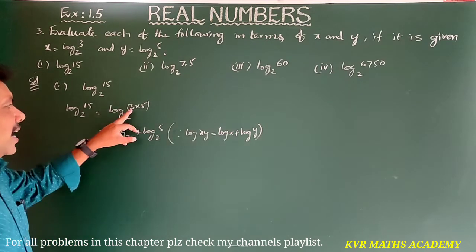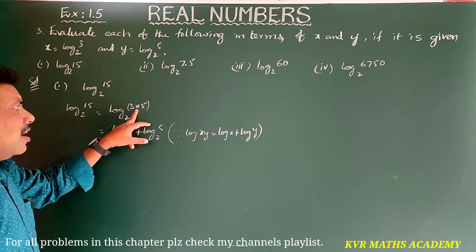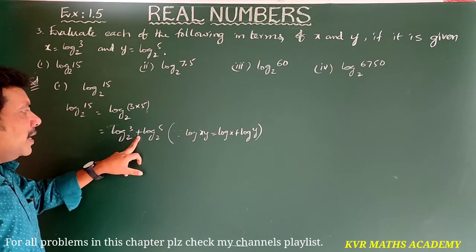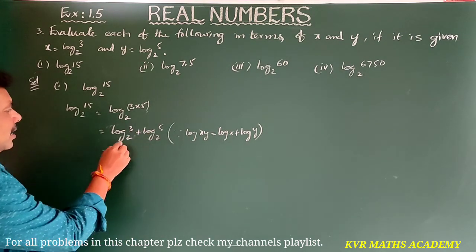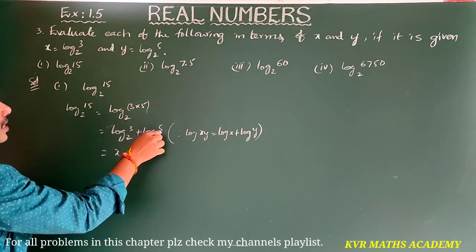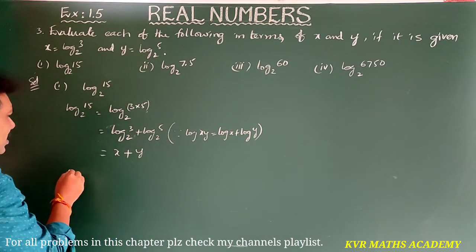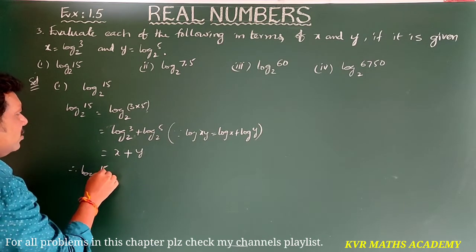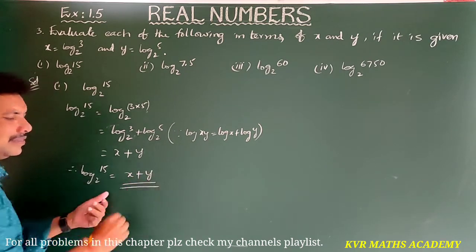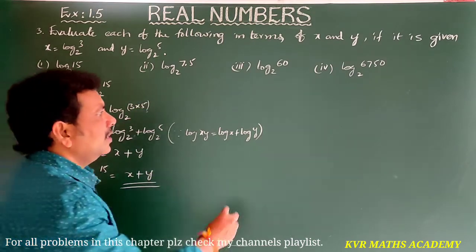Understood? Log xy is equal to log x plus log y. In the same way, I have written log 15 in the form of 3 into 5. Log 3 into 5 is equal to log 3 to the base 2 plus log 5 to the base 2. Here, log 3 to the base 2 is given as x plus log 5 to the base 2 is given as y. So, that is equal to x plus y. Therefore, log 15 to the base 2 in terms of x and y is x plus y. Understood clearly? Coming to the next one.